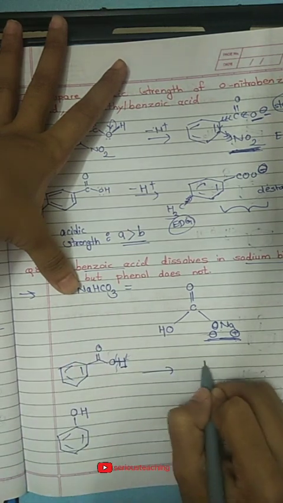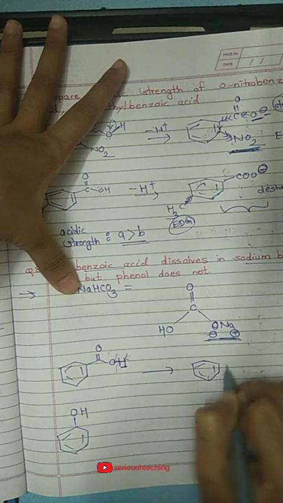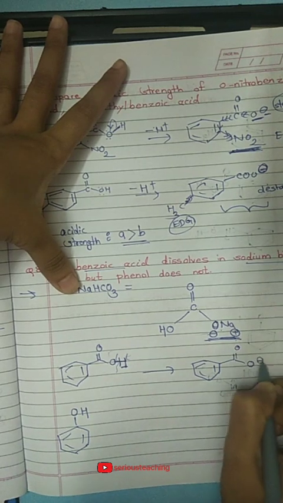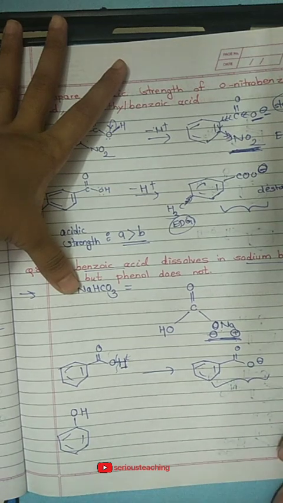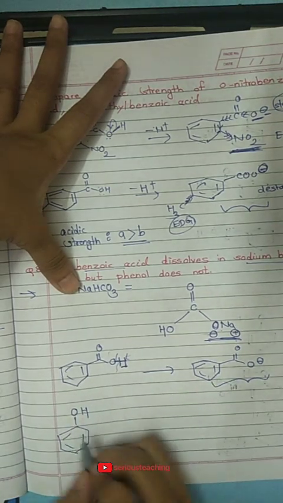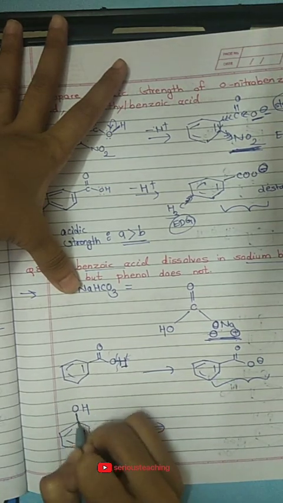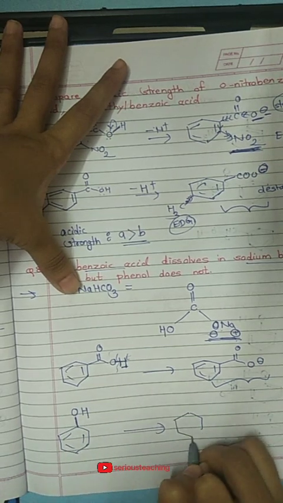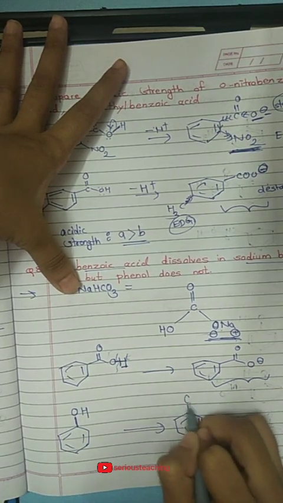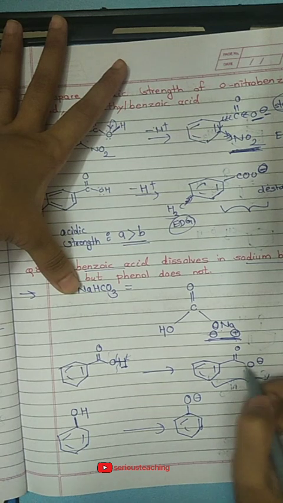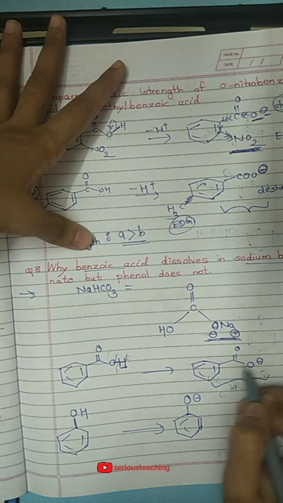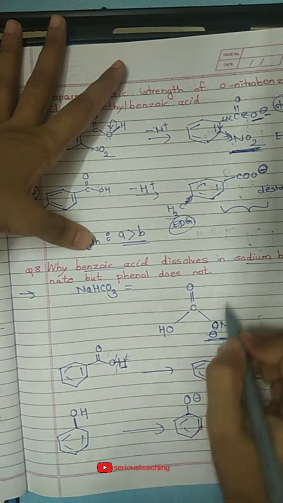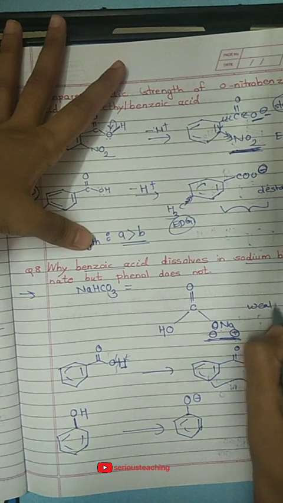So when will this happen? This will happen when this compound donates this H plus easily and forms the anion. This is possible in this case. But here phenol is least acidic. We have already compared them. This phenol is less acidic than this, because benzoic acid is the stronger acid. Therefore, benzoic acid will easily dissolve in this compound, because sodium bicarbonate is a weak base.